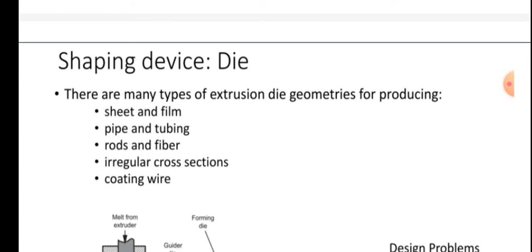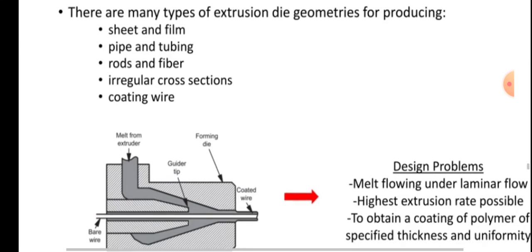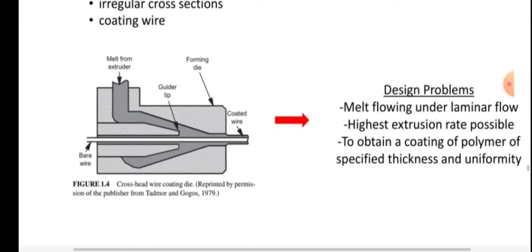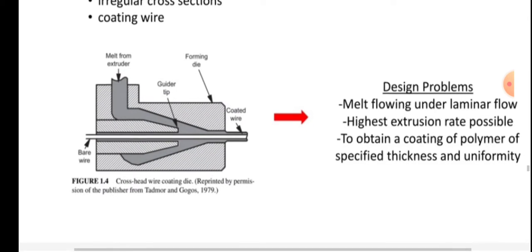Now we see the shaping device, die. There are many types of extrusion die geometries for producing sheet and film, pipe and tubing, rods and fibers, irregular cross sections and coating wires. The figure shows the cross head wire coating die.